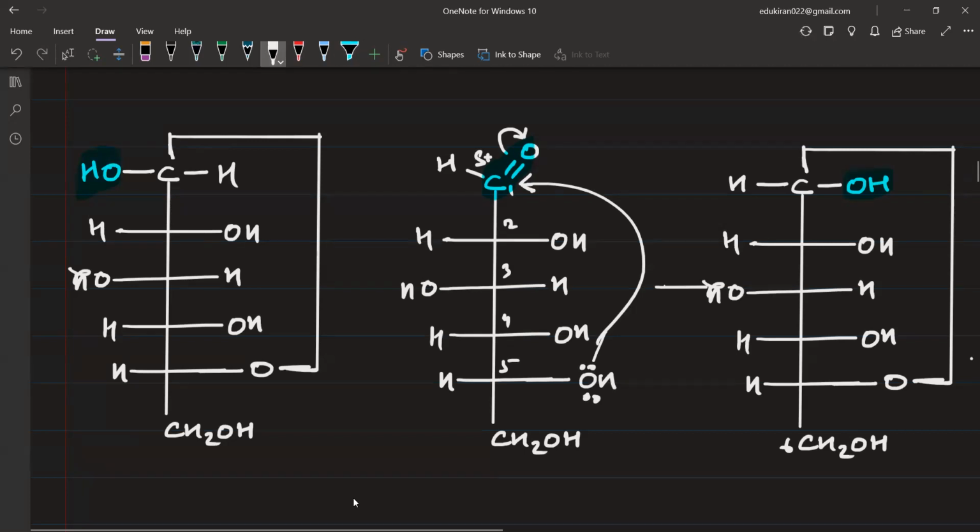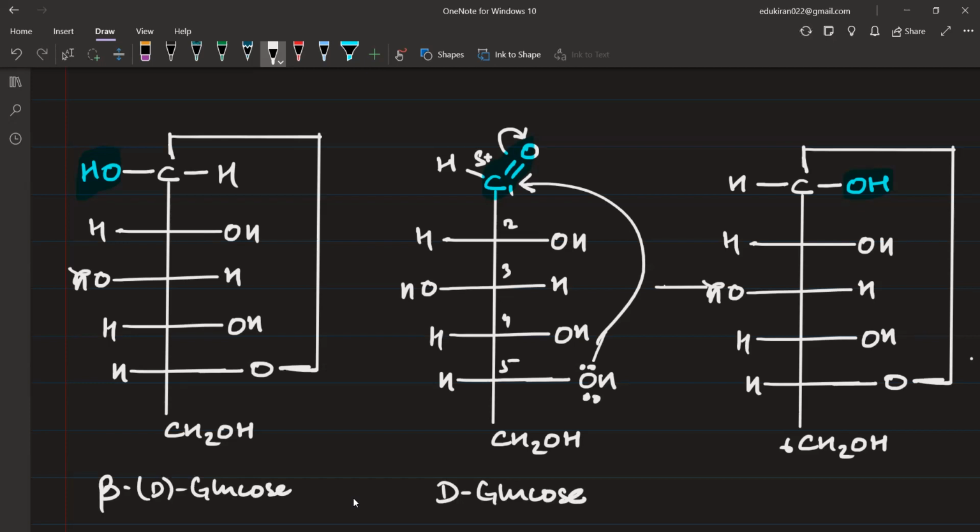जब आपके पास, when the OH is on the left side, then it is known as beta. And what is this? This is D glucose है ना, ये आपके पास क्या था? This was D glucose. तो ये क्या हो जाएगा? बीटा डी ग्लूकोज, and this is known as alpha D glucose.